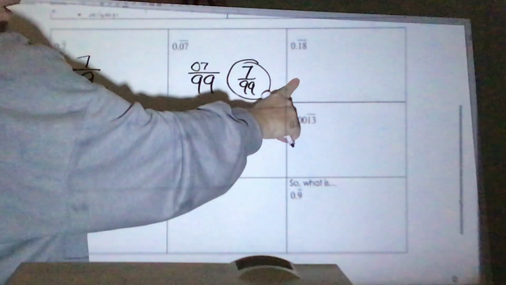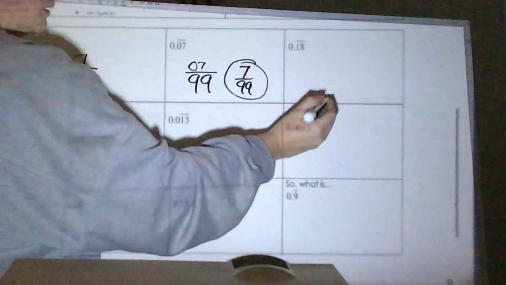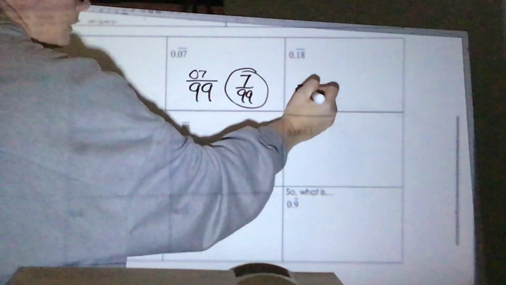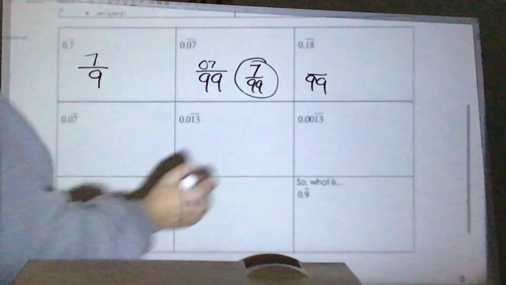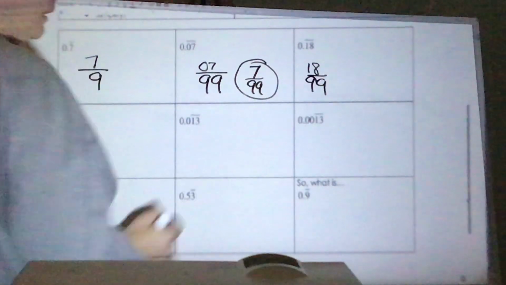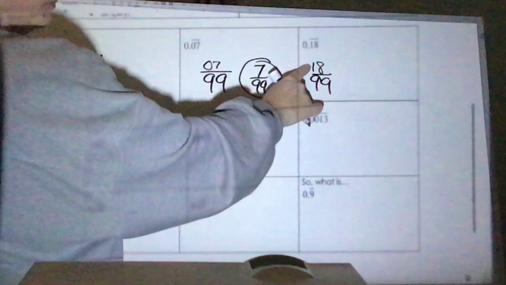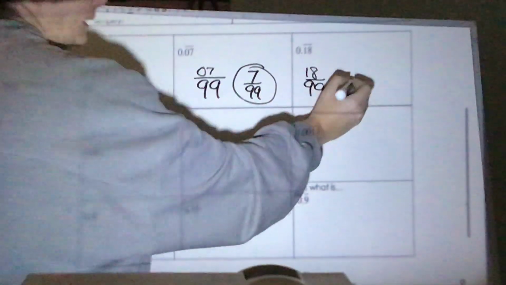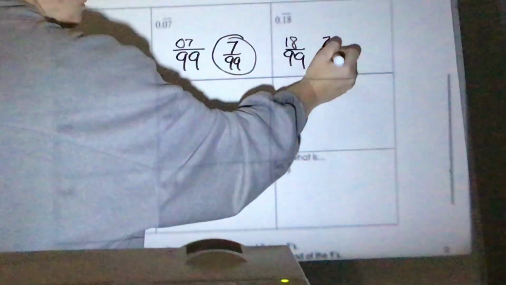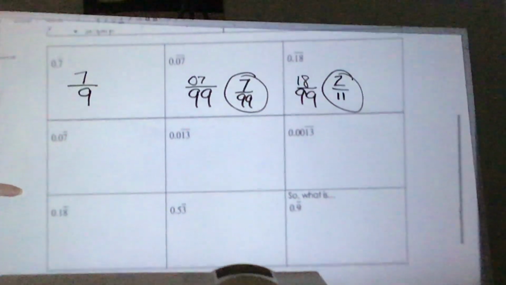The last one in this row, 0.18 repeated, there are two numbers that repeat, so we have two 9s in our denominator. 18 is our numerator. Now we're going to look to see if we can reduce it, and we can. Both of these numbers can be divided by 9. So we're going to get 2/11 as our final answer.